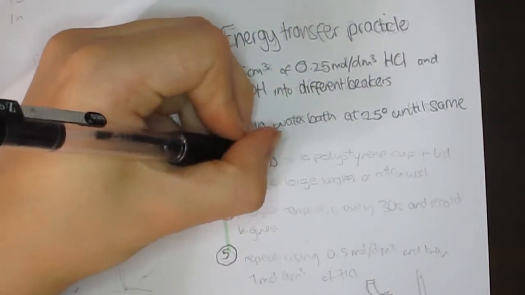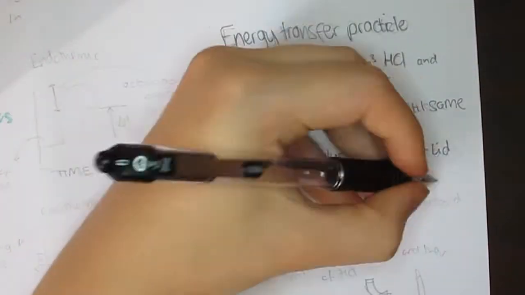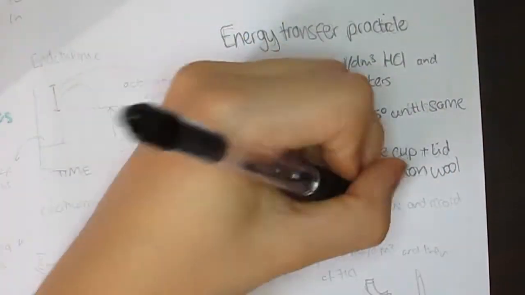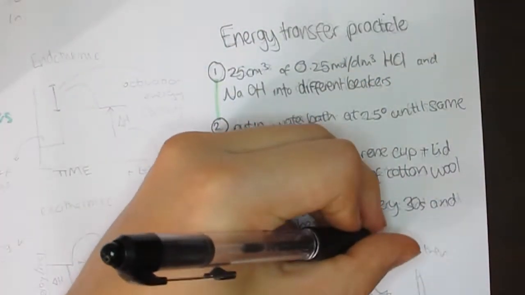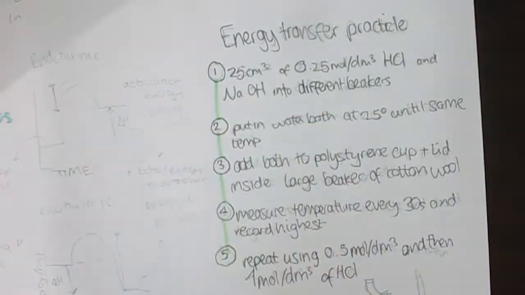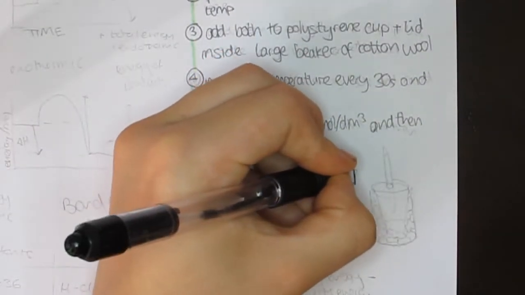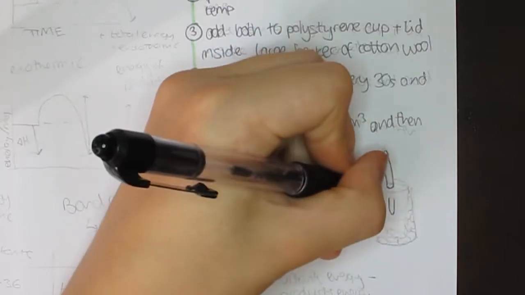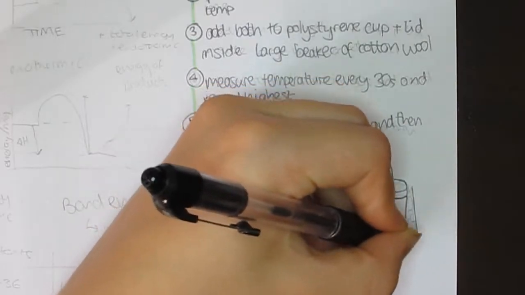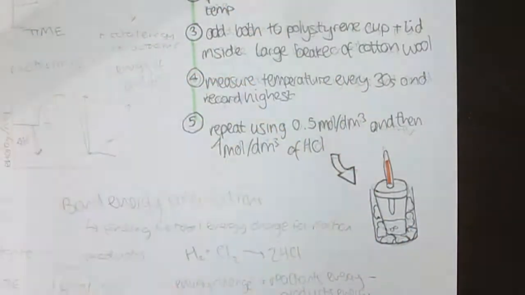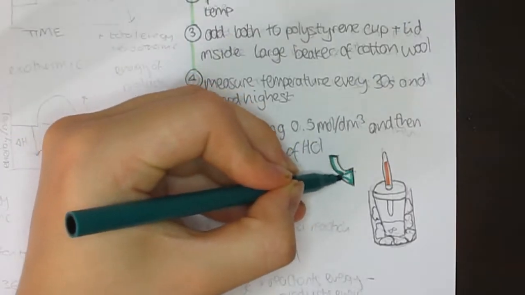Step 1. Put 25 centimeters cubed of 0.25 mole per decimeter cubed hydrochloric acid and sodium hydroxide into different beakers. Step 2. Put in a water bath at 25 degrees until they're both the same temperature. Step 3. Add both to a polystyrene cup with a lid inside a large beaker of cotton wool. Step 4. Measure temperature every 30 seconds and record the highest temperature. Step 5. Repeat using 0.5 mole per decimeter cubed and then 1 mole per decimeter cubed of hydrochloric acid.